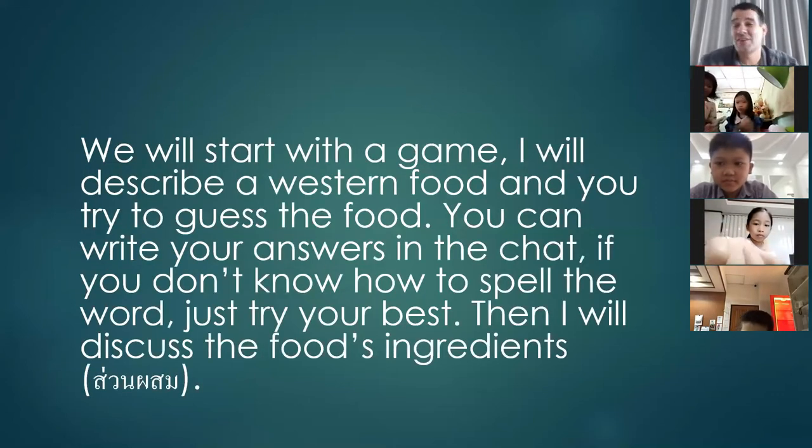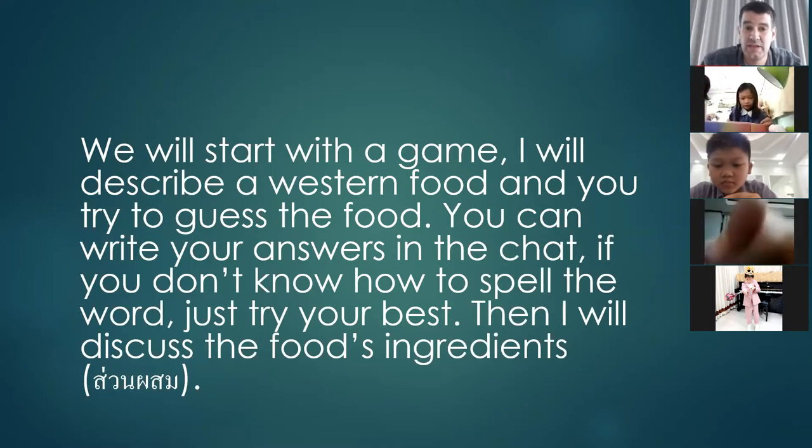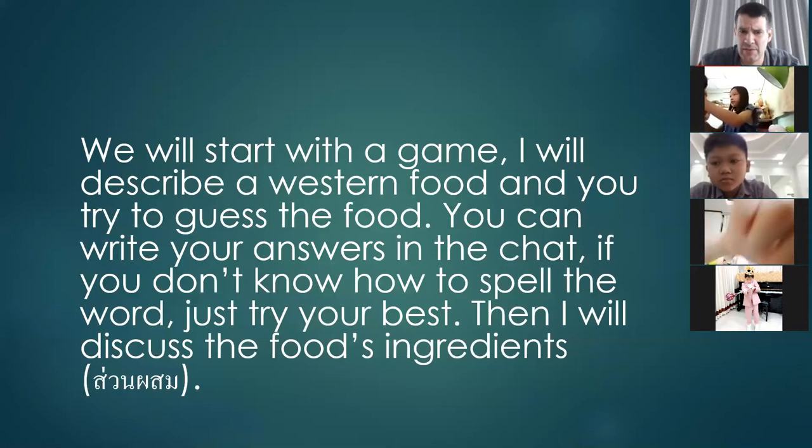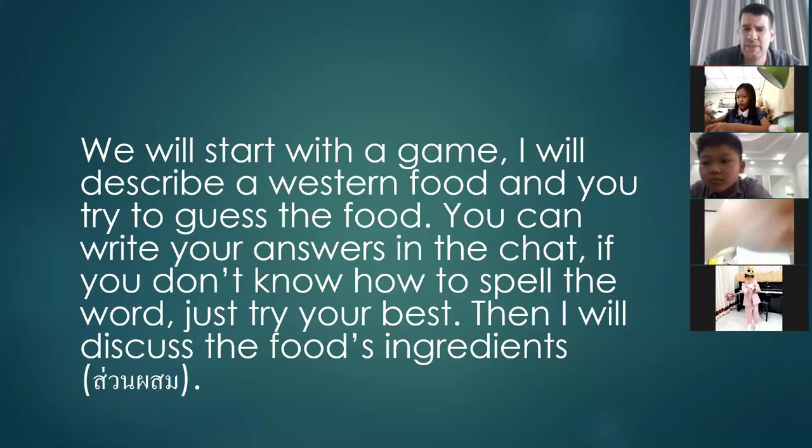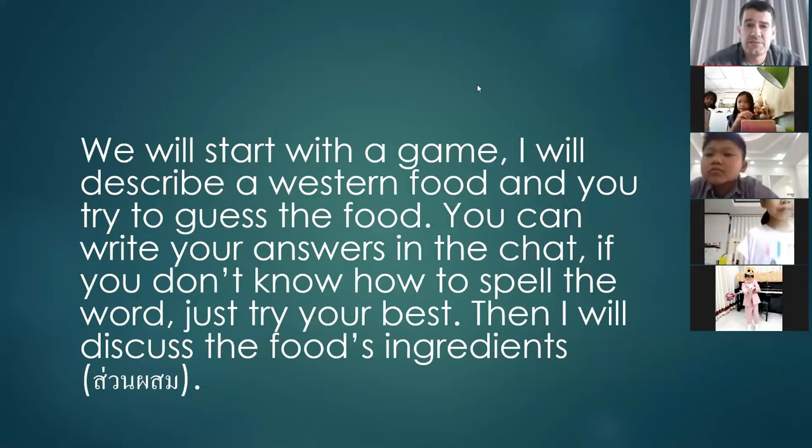Okay, so we will start with a game, kind of an online Zoom game. I will tell you about different Western foods, and you try to guess what food I am talking about. Try to write your answers in the chat. It is difficult if many students start to talk at the same time. If you write it in the chat, it is a little bit easier. So try to spell it the best you can. Maybe you don't know how to spell, but that's okay if you don't spell correctly.